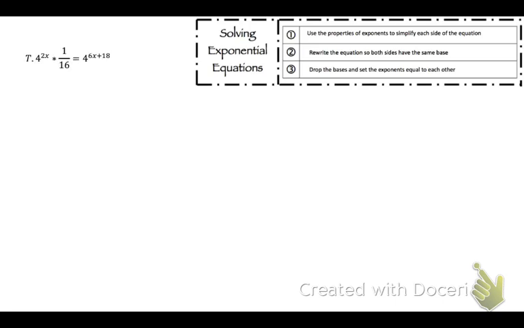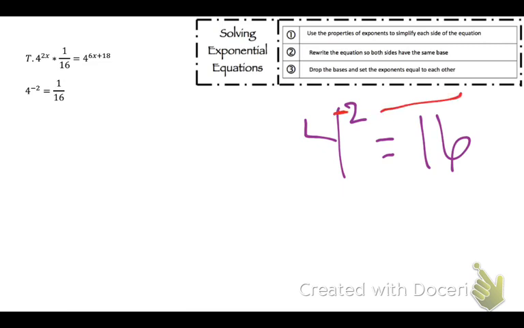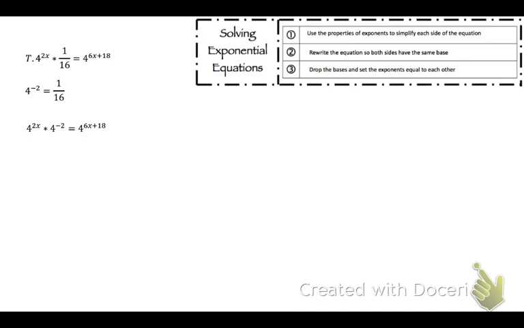Okay, this one gets kind of tricky, but 4 to the negative 2nd power is 1/16. You should know that 4 squared equals 16. And remember, a negative sign in your exponent just flips it, so if that's negative, that just becomes a fraction. Okay, so then we can change that. The bases are being multiplied on the left, so those exponents are going to be added. So that's 4 to the 2x minus 2 equals 4 to the 6x plus 18. Set those equal. Then just solve it.